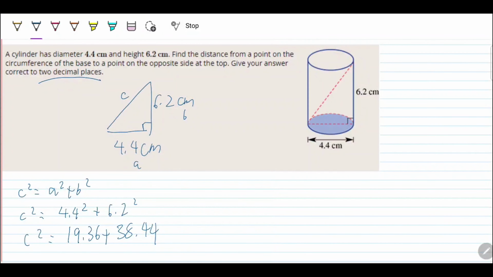38.44. So if I add 38.44 and 19.36, this will give me a value of 57.8 equals C squared. I just need to square root that, and that's going to give me C. So the square root of 57.8 should be 7.6, correct to 2 decimal places.